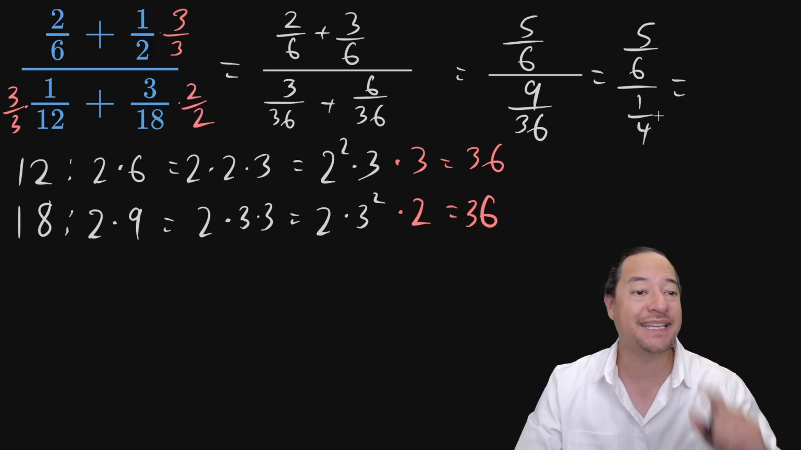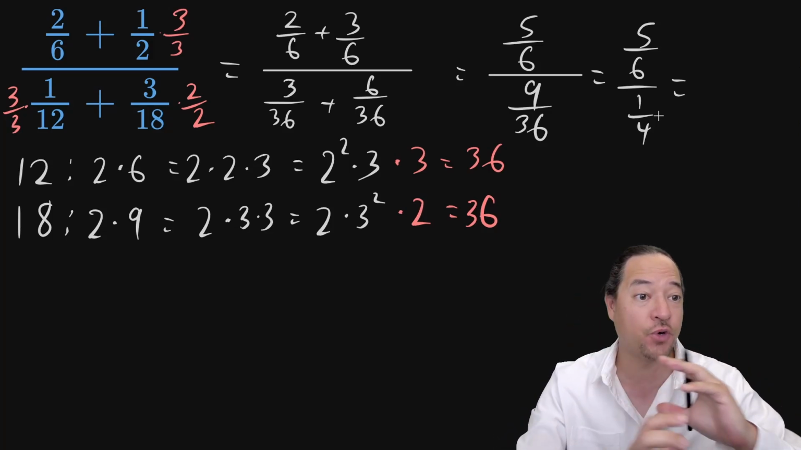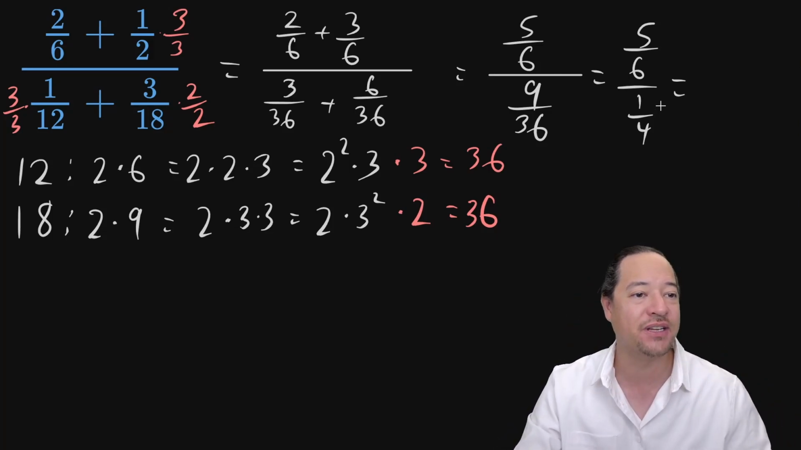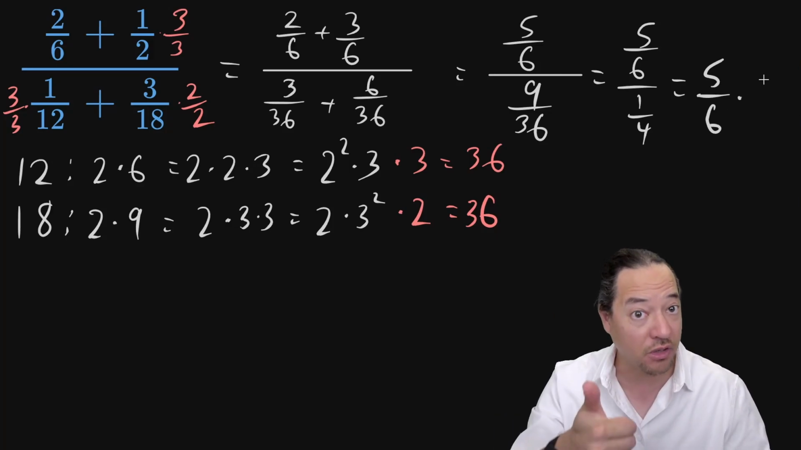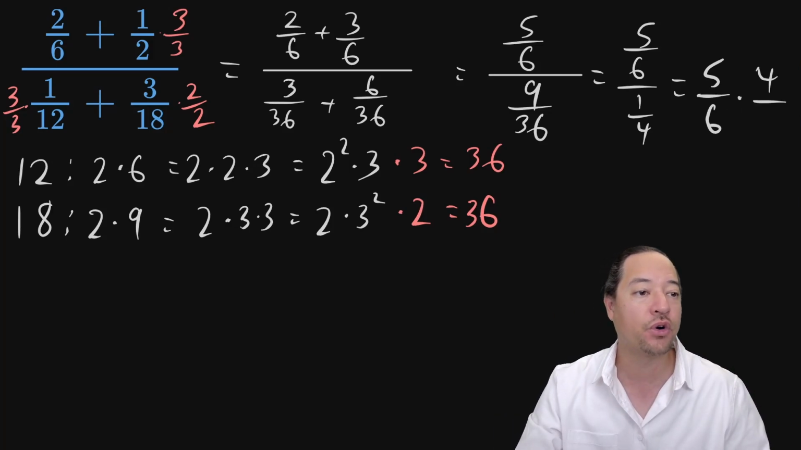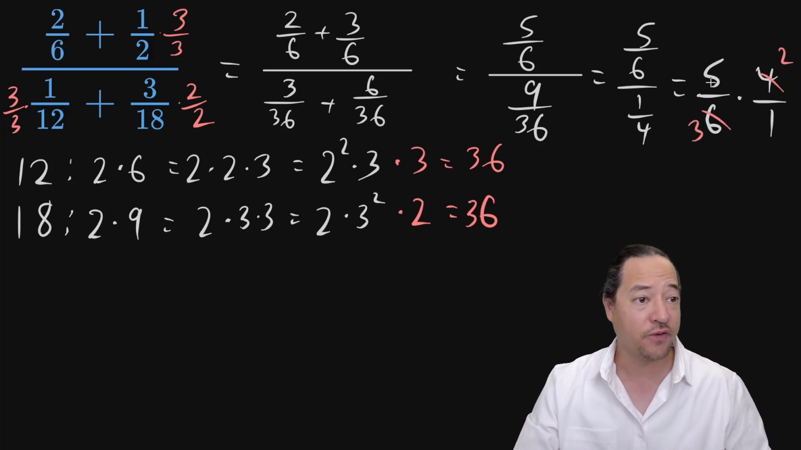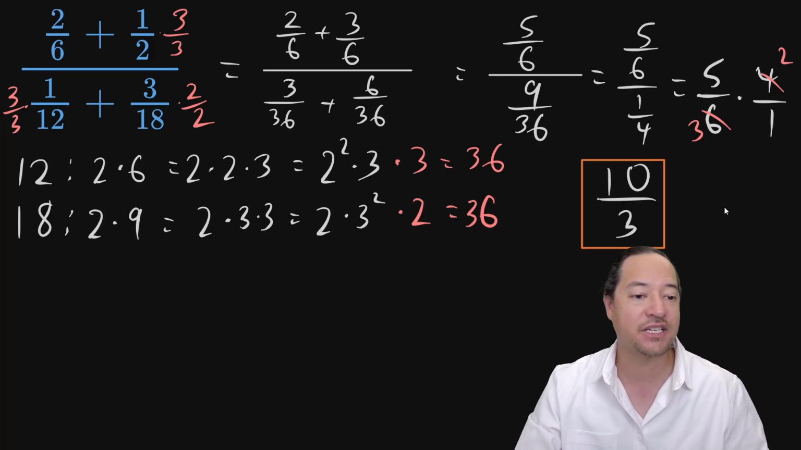And now I can take this and I can transform it into a kind of multiplication. This is going to be 5/6 multiplied by the reciprocal of the denominator, which is 4 over 1. Okay, and I can do some cancellation here. This will be a 2. This will be a 3. So finally, I should get 5 times 2. So that's going to be a 10 over 3. That should be my final answer.